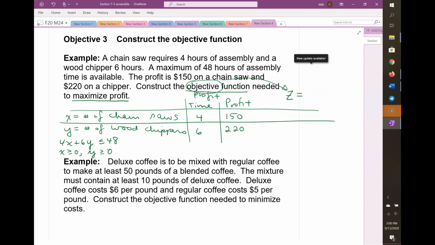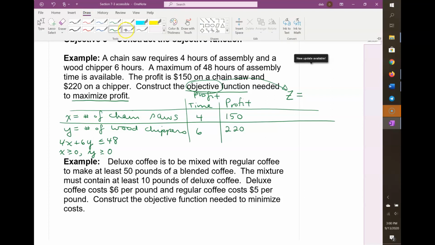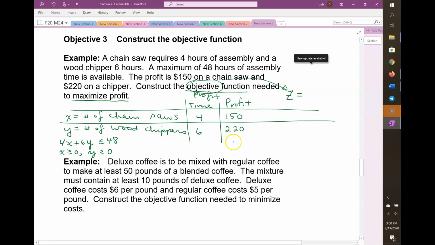And then we need a profit function. So the profit function again is linear. It says the profit is going to be $150 for each chainsaw times the number of chainsaws we're representing with x, plus $220 for each wood chipper times the number of wood chippers, and we're using y for that. So this is construct the objective function needed to maximize the profit, and that's going to be the last step of our process.